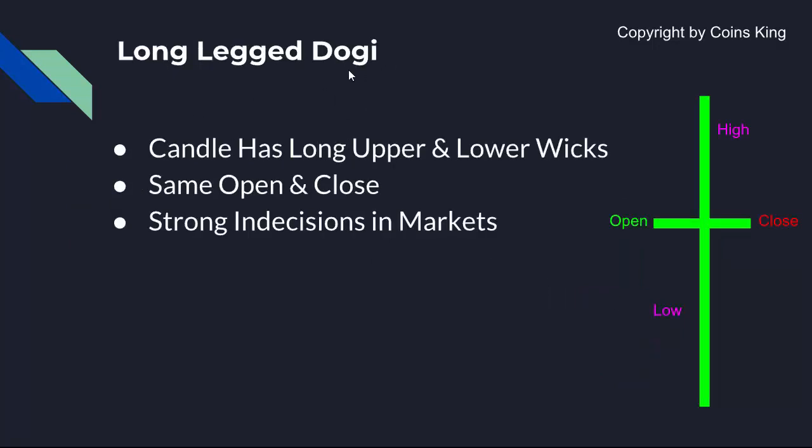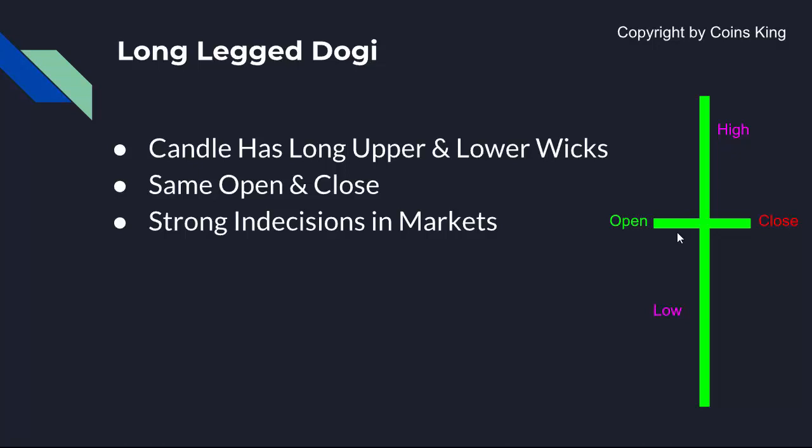The second type is the long legged Doji. It has long upper and lower wicks. You can see it has a long lower wick and a long higher wick, but closes at the same level where it opened. You can also say it shows strong indecision in the market. The long legged Doji simply has a greater extension of vertical lines above and below the horizontal line. During the time frame of the candle, price action dramatically moved up and down, but closed at virtually the same level that it opened. This shows the indecision between the buyers and the sellers.